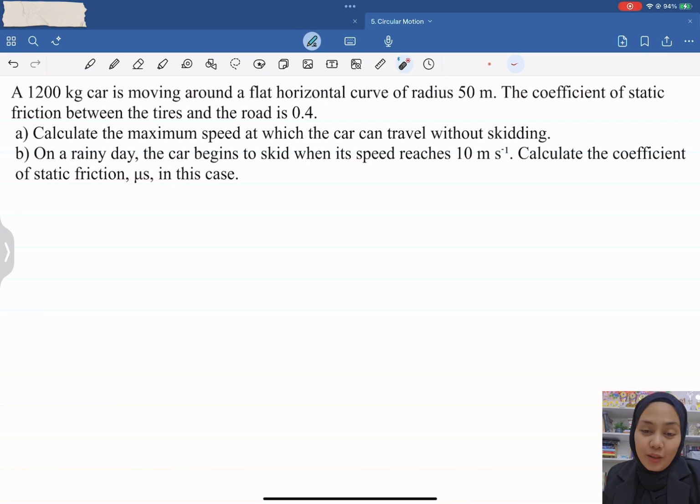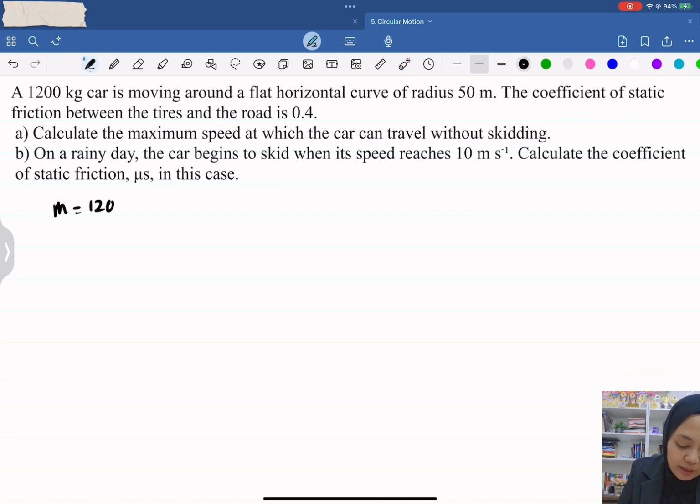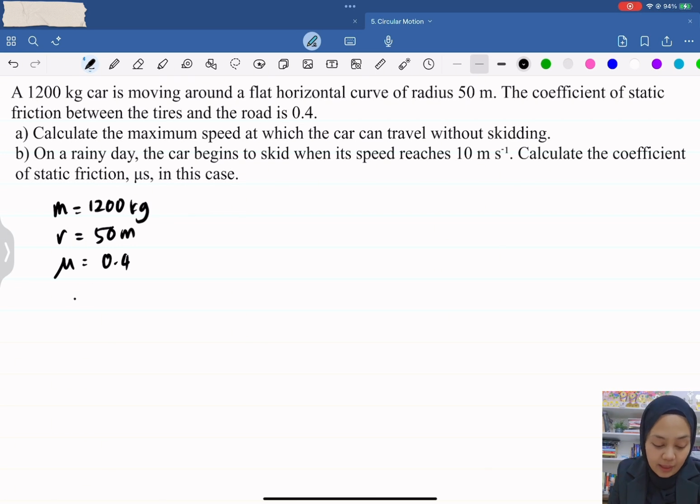You can pause this video to read this question. I'm going to go straight away to the solution. Now let's do the listing. We have the mass of the car, which is 1200 kilograms, and the radius of the horizontal curve, which is 50 meters. The coefficient of static friction is 0.4, and we have to find the maximum speed of the car without skidding.